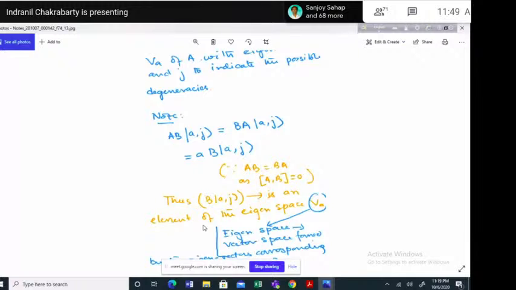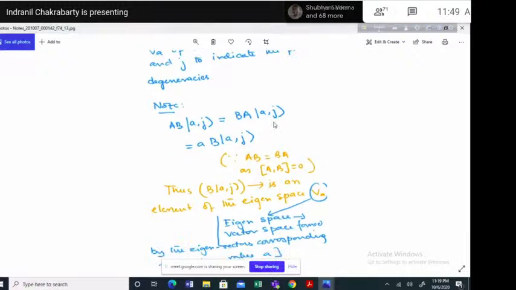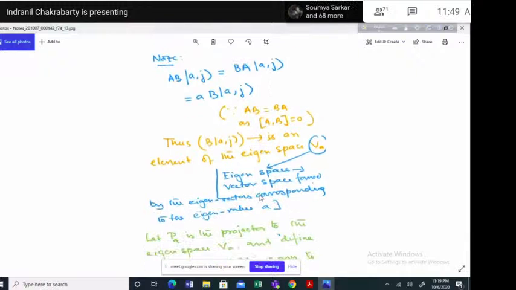So V_a forms an eigenspace which is made up of eigenvectors, and they form a particular vector space which is called the eigenspace with respect to the eigenvalue a. So whenever the operator A is acting on the eigenvector |a, j>, it will give you the eigenvalue a times |a, j>. So it will come out to be AB|a, j> = a B|a, j>.